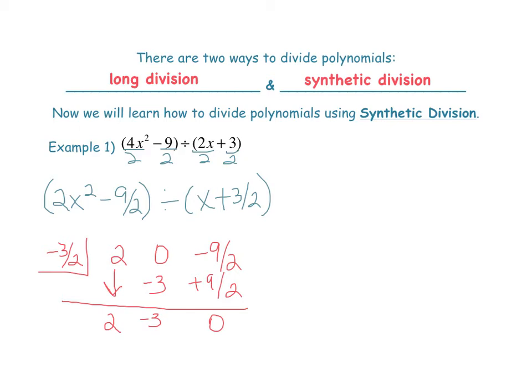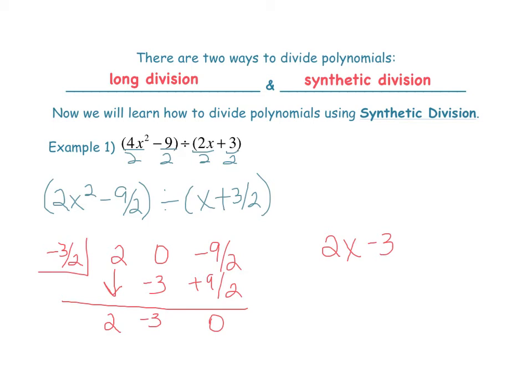Now we're ready for the final step, and that is to rewrite this using our variables. Now, this number right here, we're going to replace with x. You're always going to start out with 1 degree less than the original dividend. So our solution, or excuse me, our quotient would be 2x minus 3.